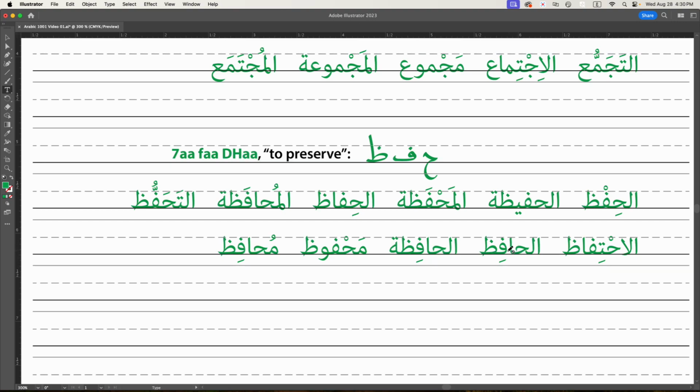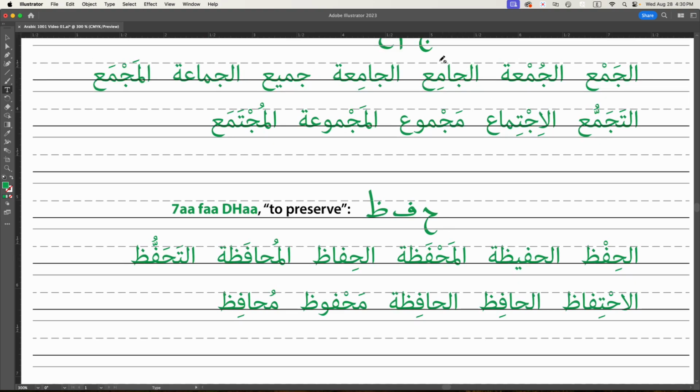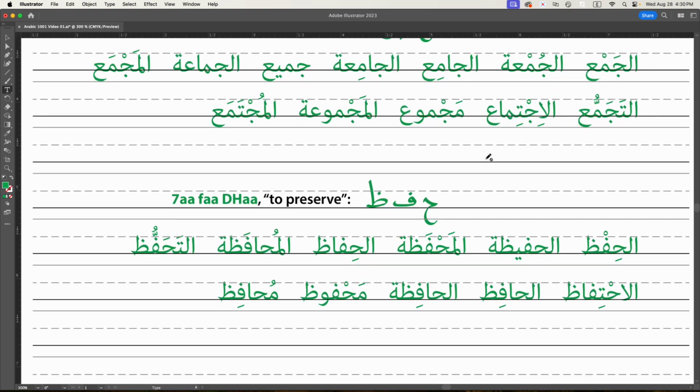A hafiz is a preserver, just like up here, al-jami' is a gatherer. So a hafiz, what would we call it? A custodian. So the custodian on our floor is a woman, so she would have ta marbuta added to it, a hafidha. It could mean guardian.